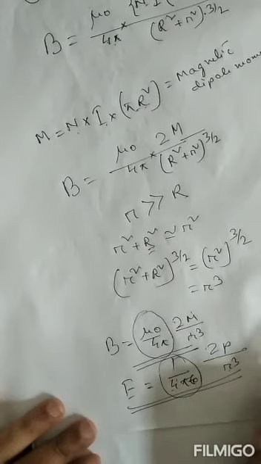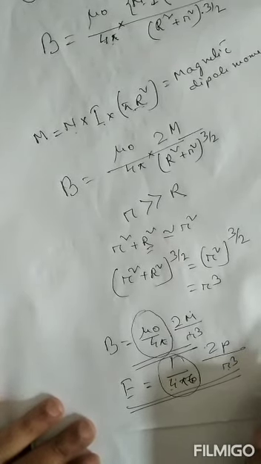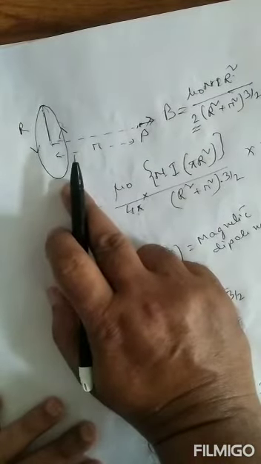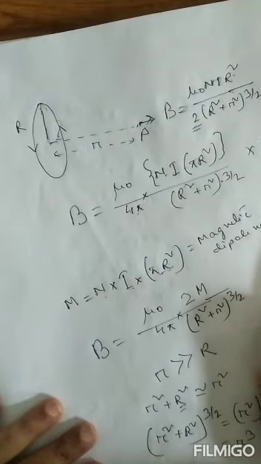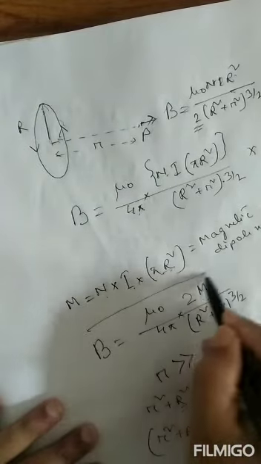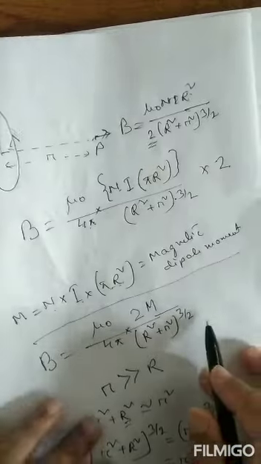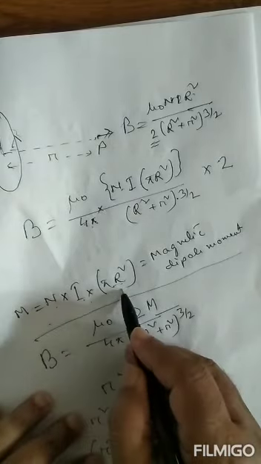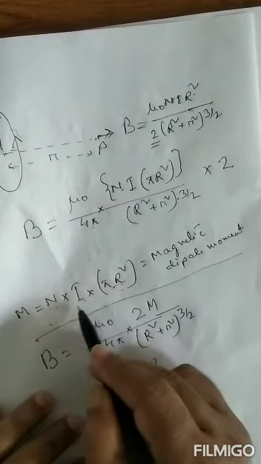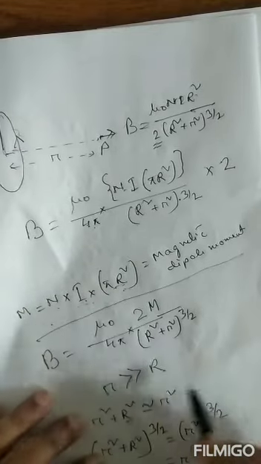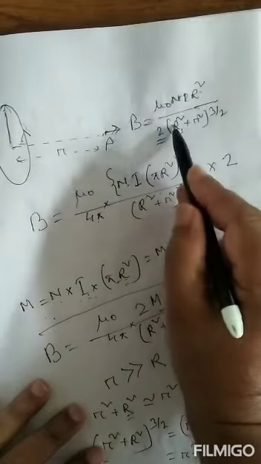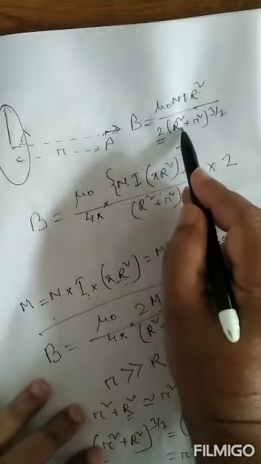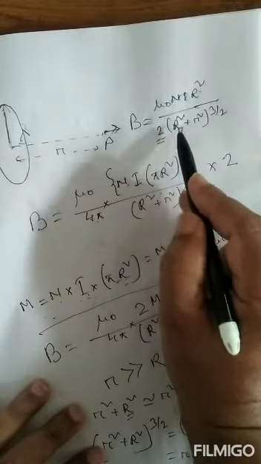So, from this discussion, we established that a current carrying circular coil or current carrying loop also behaves like a magnetic dipole having a dipole moment equal to current into area of the coil, times the number of turns. So this is the expression of the magnetic field at the axial point of a circular coil.